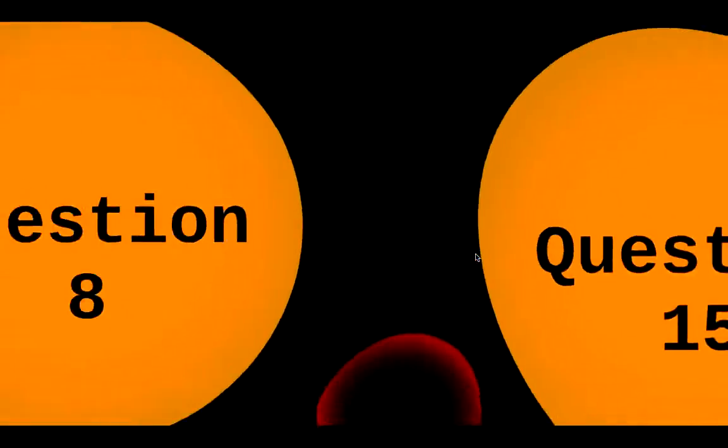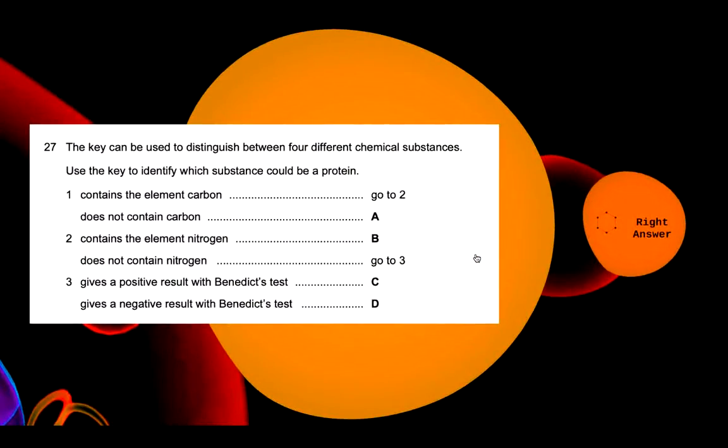Next, question number 9. The key can be used to distinguish between 4 different chemical substances. Use the key to identify which substance could be a protein. First, like what I've said, we need to analyze this kind of question so that we will know the right answer. Does a protein contain the element carbon or does it not contain carbon? If it does not, then the answer is A. Definitely it contains carbon, so we go with statement 2.